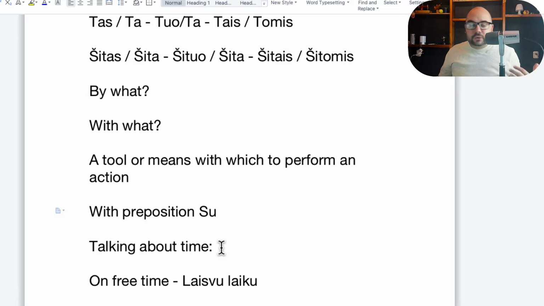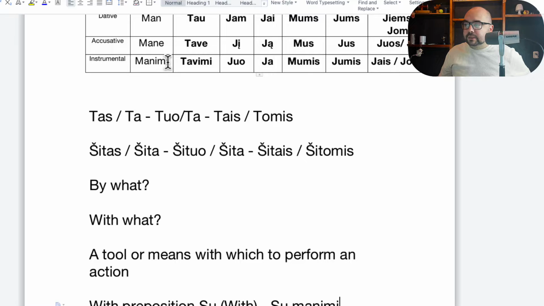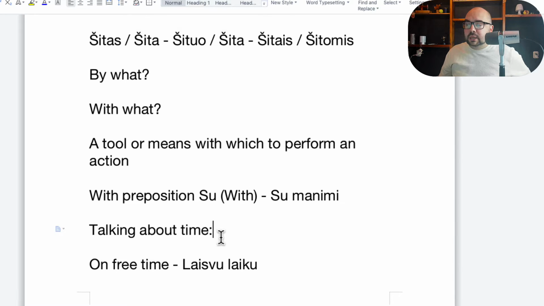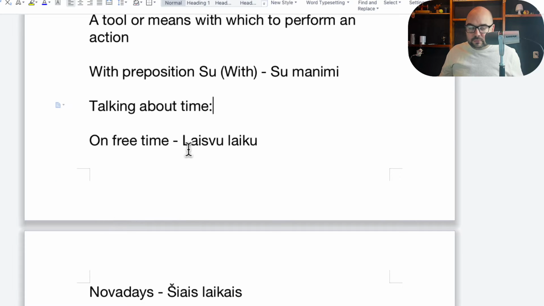And especially we're using this with the preposition su, which is with, su manimi, right? Su manimi, instrumental case, with me. Su manimi. Talking about time, for example, on free time, laisvu laiku, right? Laisvu laiku, because of, by what or with what, with free time, on free time.